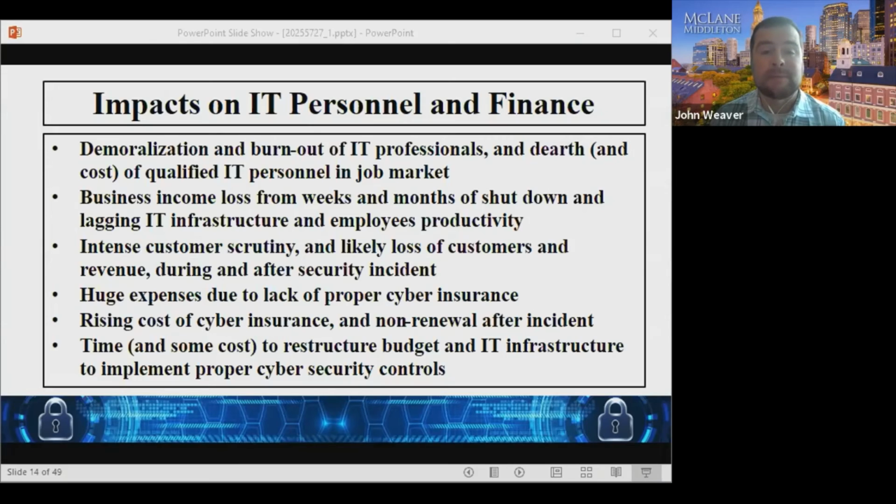It's a real issue. I mean, the slide indicated that the average downtime following a ransomware attack is 21 days. What would you do if you lost 21 days of income for your business? Intense customer scrutiny and likely loss of customers and revenue during and after a security incident.